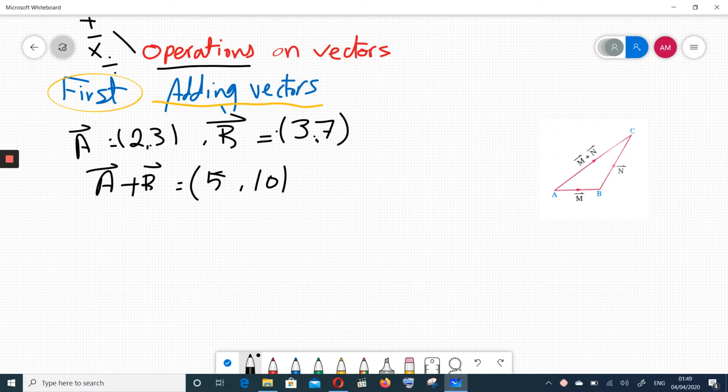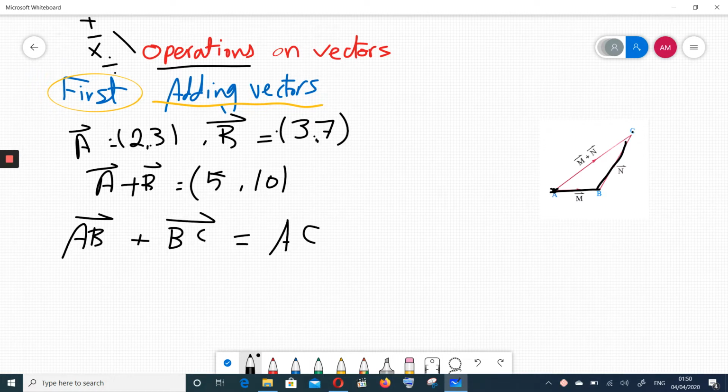But today, what about if a person stays at point A and moves to point B? After that, he moves from point B till point C. Now, if I ask you, what about the starting point after this distance? We are going to say the starting point is A, and the ending point is C. So we can say vector AB plus vector BC has starting point A and ending point C exactly. So the answer is going to be AC.